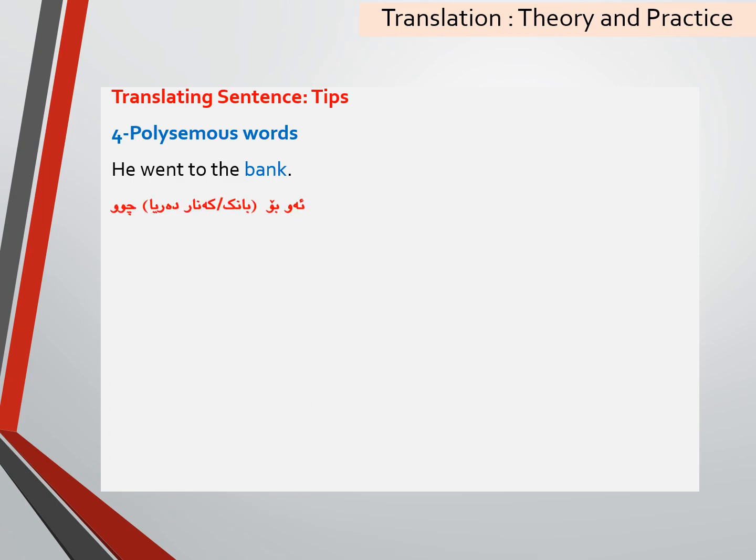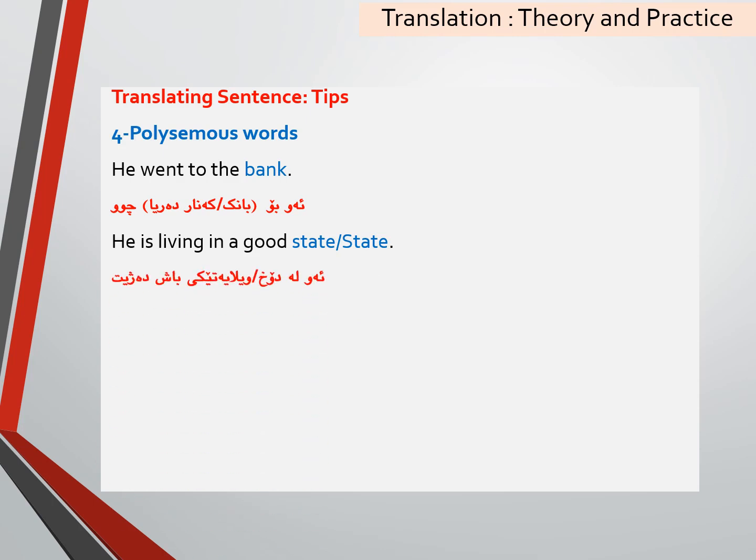Look at this. He went to the bank. Just think for a while. Where did he go? Did he go to the bank in order to deposit some money or withdraw some money? Or did he go to the seashore in order to relax? So both would be correct, but the context will decide.